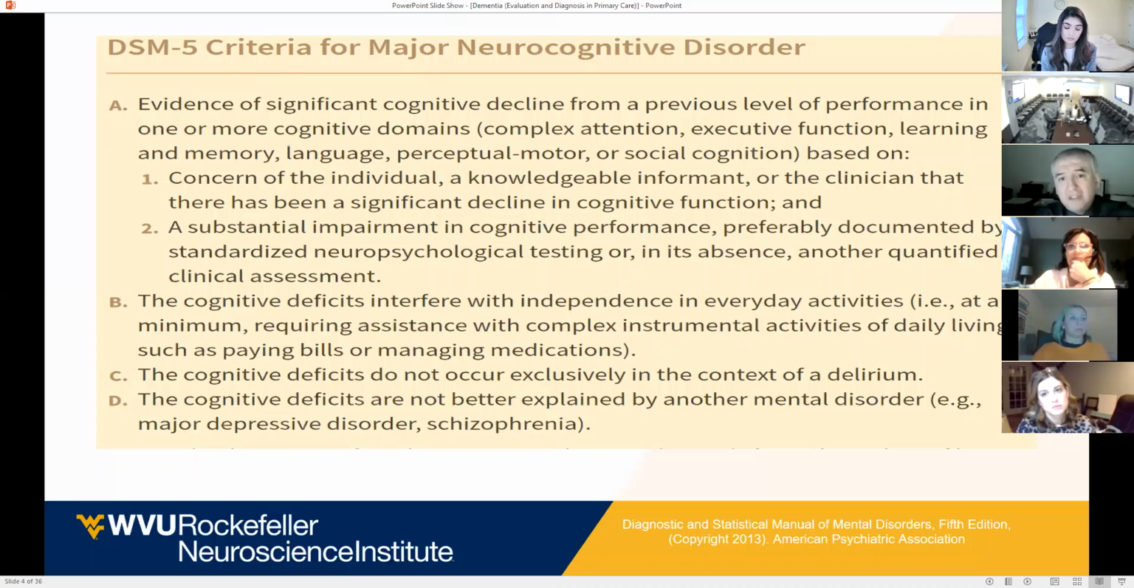The other big thing from 2013 is the correlation between the cognitive changes and functionality. If patients are having problems with activities of daily living or instrumental activities of daily living, and we correlate them with the cognitive deficit, they are going to qualify for the diagnosis of major neurocognitive disorder. Of course, we have to rule out delirium. Of course, we need to rule out any other mental disorder as well. Next slide, please.